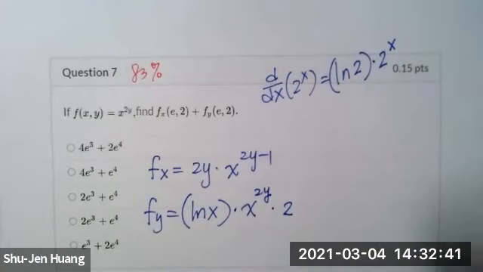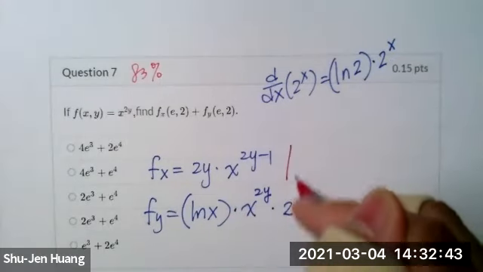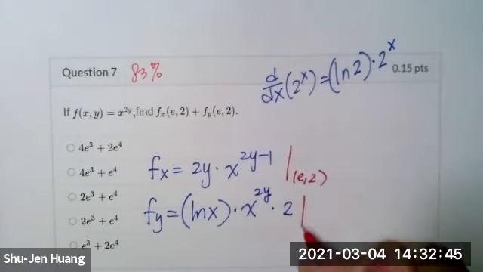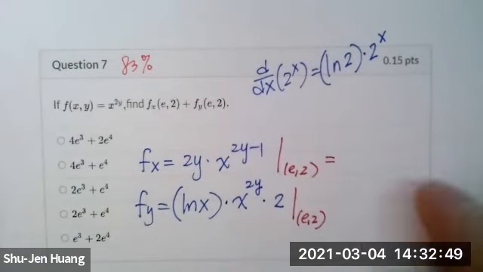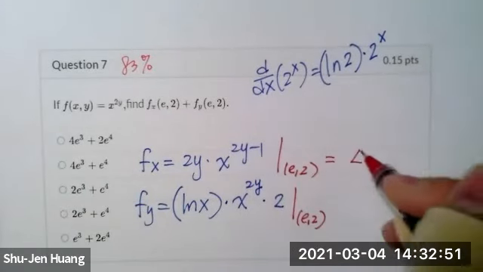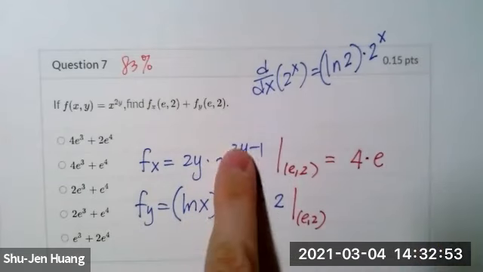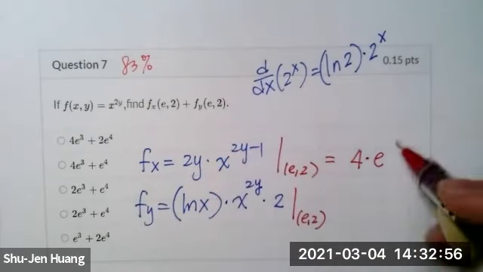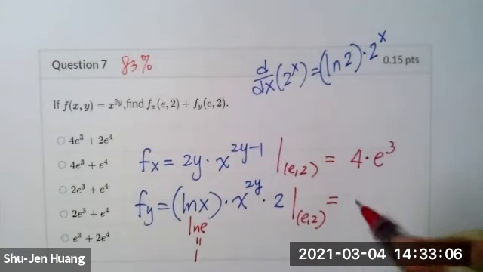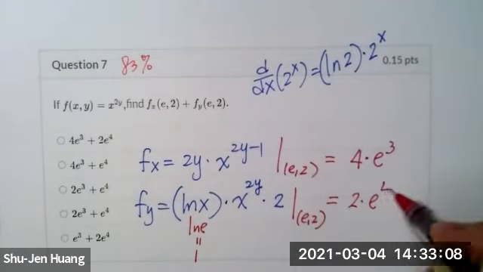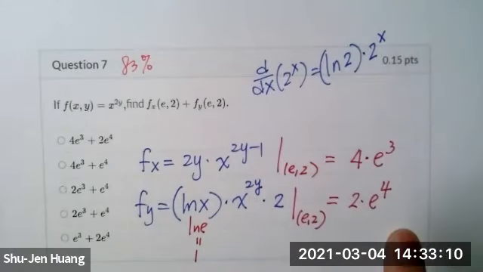Now we're going to evaluate both of them at the point (e, 2). When we plug in x equal e, y equal 2, we have 4 times e to the power 4 minus 1, so 4e cubed for the first one. And the second one, ln e is 1 here, so we have 2 times e to the power 4. Now we just need to add them together.